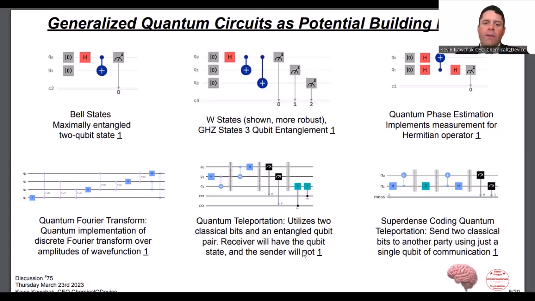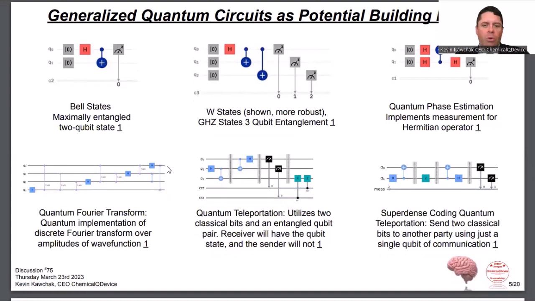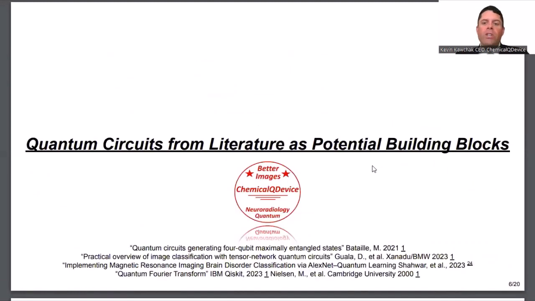And basically in teleportation, it's utilizing 2 classical bits and an entangled qubit pair. The receiver will have the qubit state and the sender will not. So that's what they call teleporting, so you're using both classical and quantum bits. Now, superdense coding is where you're sending 2 classical bits to another party using just a single qubit. So it's a little bit different than what we hear for teleportation.